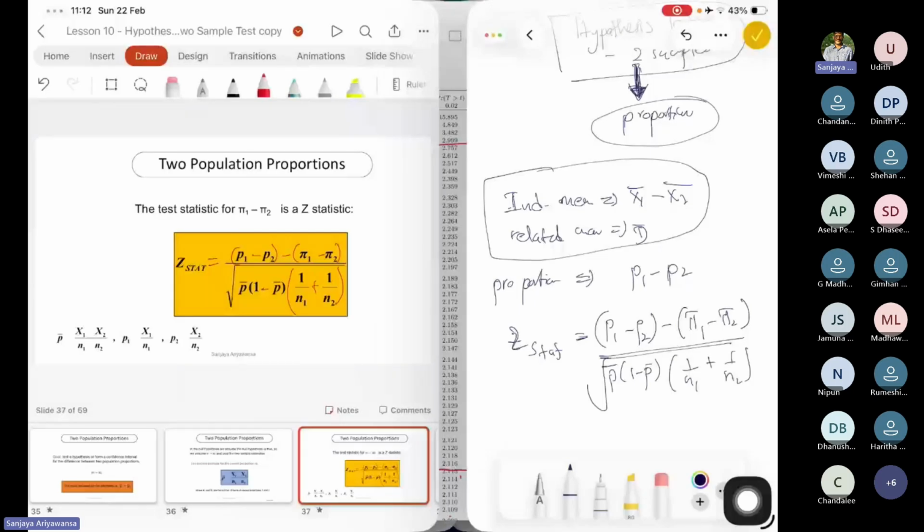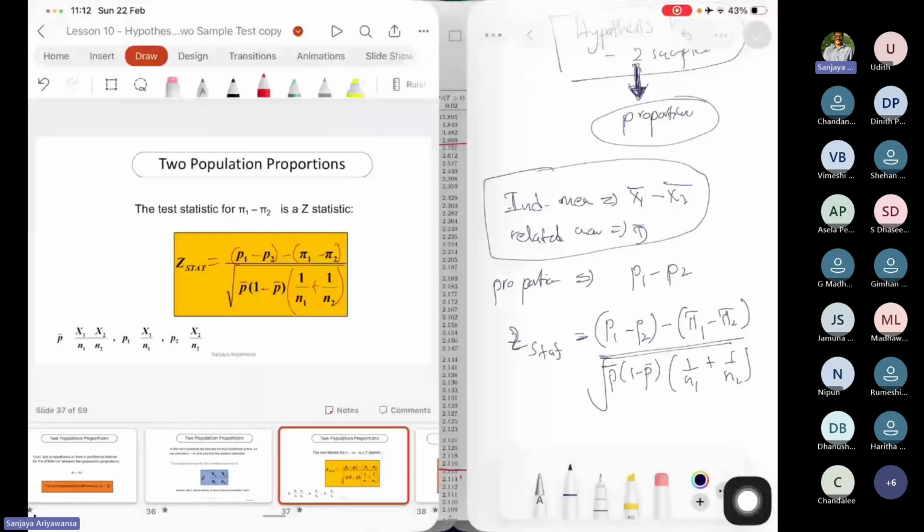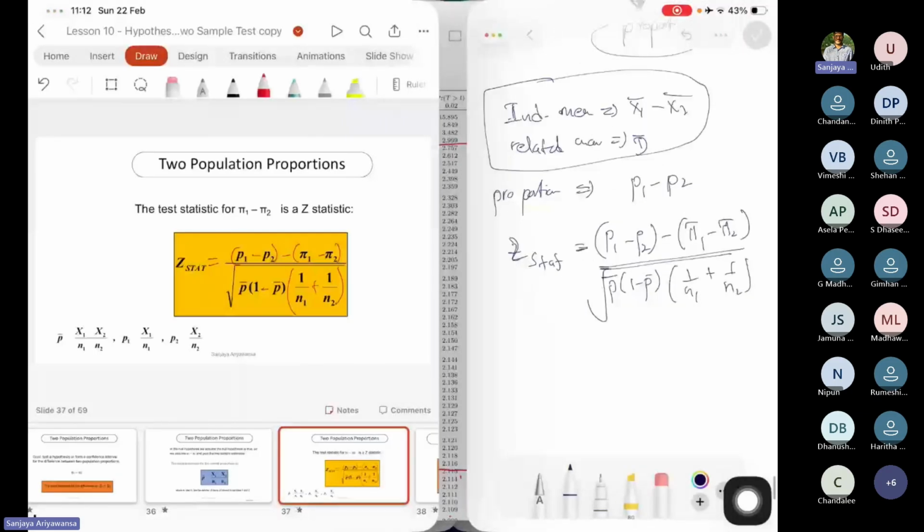So what is this p bar? P bar is what we called the pooled estimate, because there are two samples. You calculate the pooled estimate. You take the number of items from both samples, x1 and x2, and you divide it by the addition of the sample sizes of both samples.